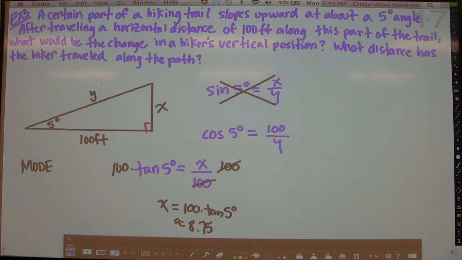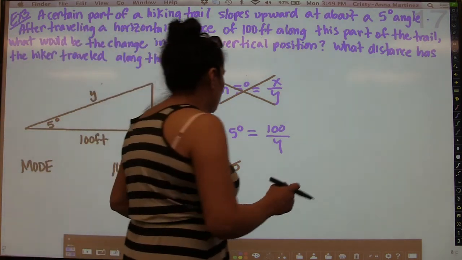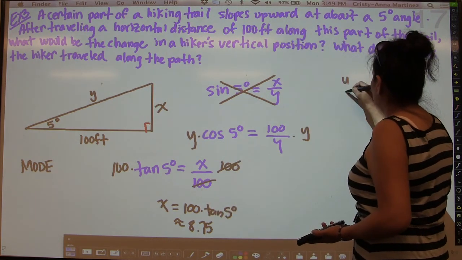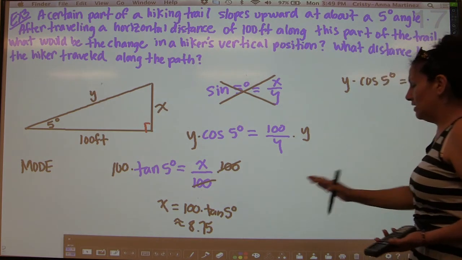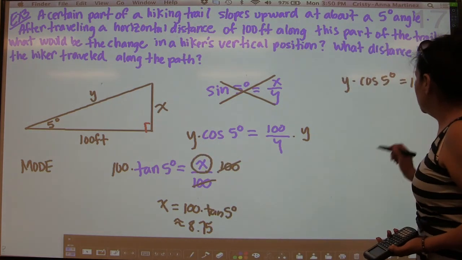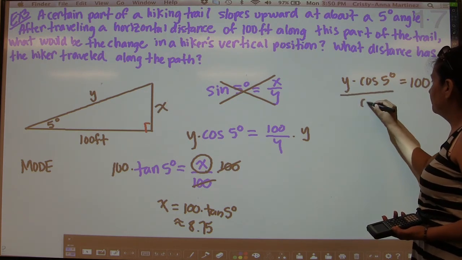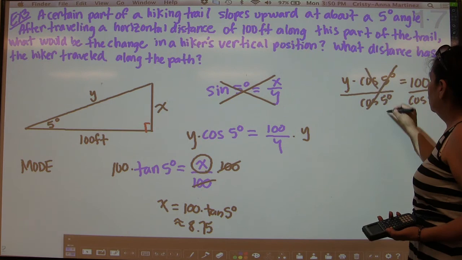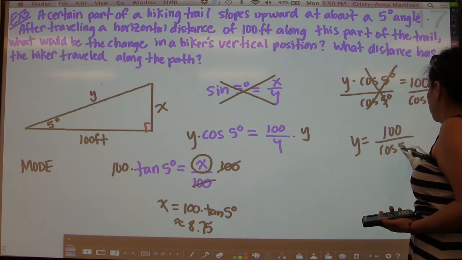And then we want to find the distance traveled here. For that, we're going to use cosine. This time, we're going to multiply by y, and you're going to get y times cosine of 5 degrees equals 100. But this time, unlike the previous one where multiplying by 100 pretty much just isolated the x by itself right away, we don't have the y by itself, because it's y times cosine 5 degrees. So now we have to divide by cosine of 5 degrees on both sides. And now the y is by itself, and the exact answer is 100 divided by cosine 5 degrees.